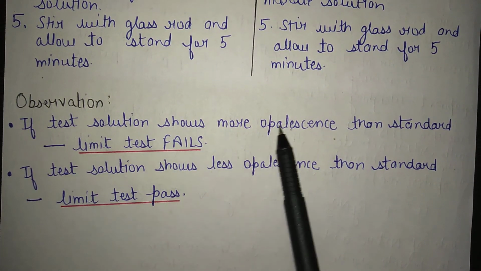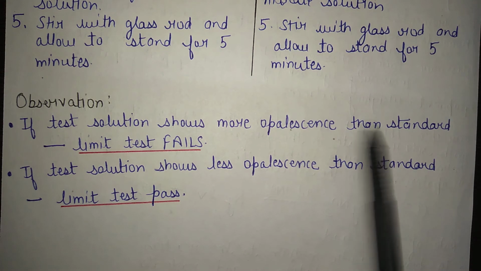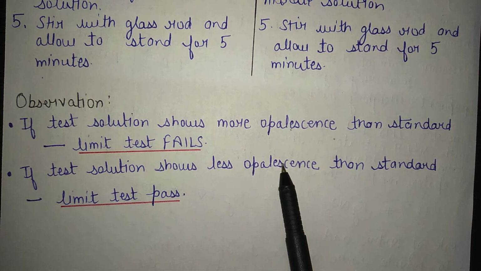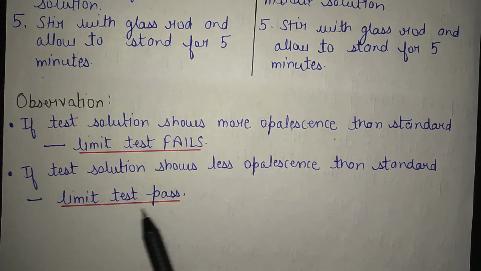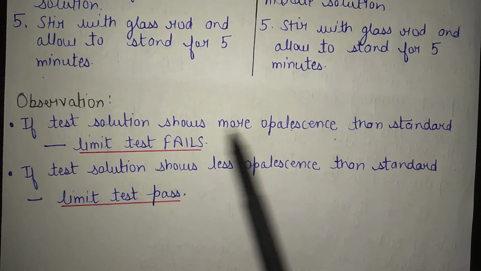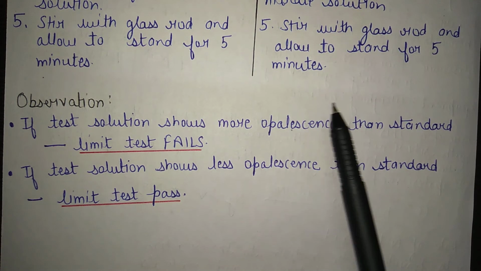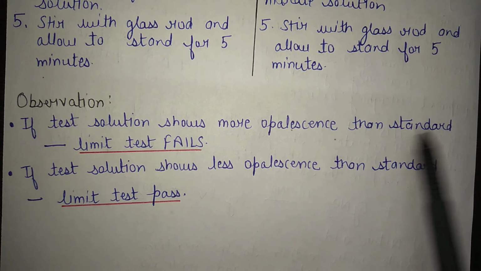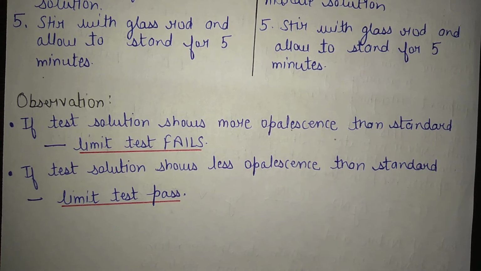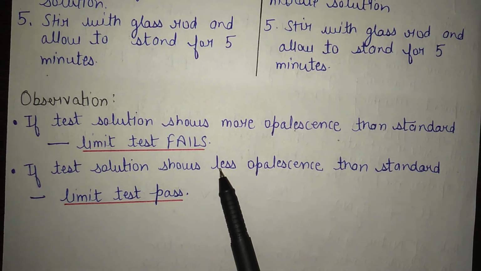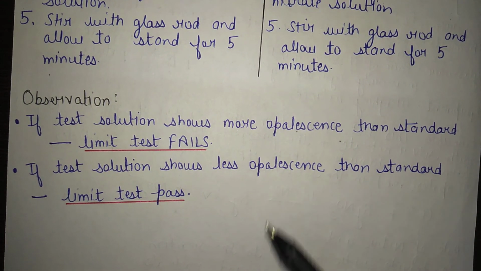Now, observation. If the test solution shows more opalescence than the standard solution, it means that the limit test fails. If the test solution shows less opalescence than the standard solution, it means the limit test will pass. Obviously, if the opalescence is more, it means that there are more impurities, and if there are more impurities than the standard solution, it means that our limit test will fail. That means impurities are more and we do not need more impurities. And if the opalescence is less, it means that impurities are less, and if impurities are less than the standard solution, then that is a good thing for us because we do not require impurities. Nobody requires impurities in their sample or in their solution. So if the opalescence is less, it means the impurities are less, and that is a positive point. So our limit test will pass.